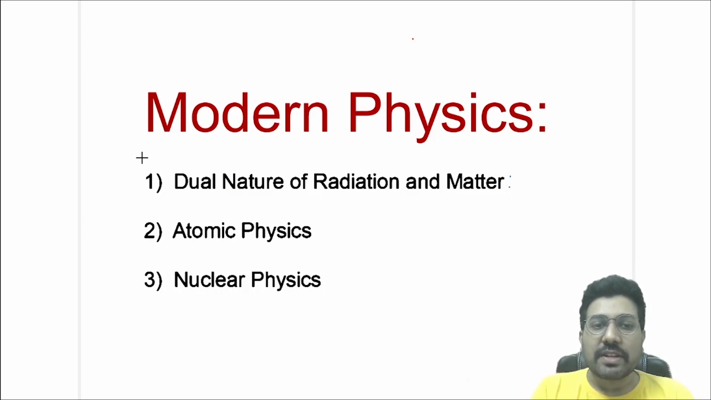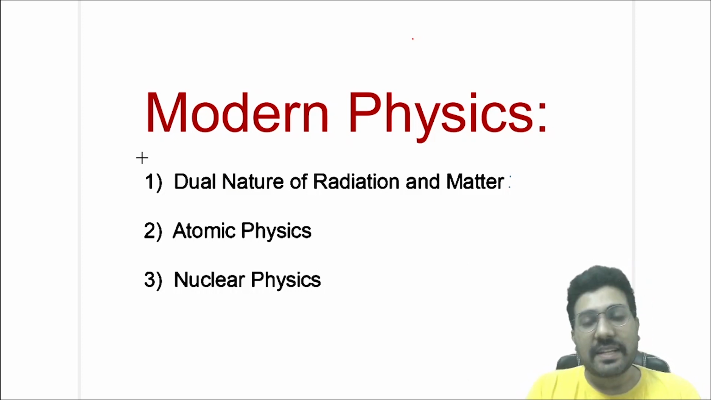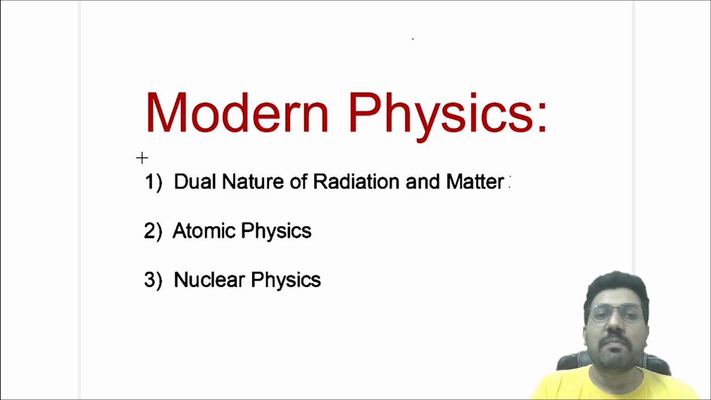In this chapter we will be discussing the dual nature of electromagnetic waves as well as matter. That is, electromagnetic radiation has particle nature and matter has wave nature. So in this chapter, we'll be mostly discussing Planck's law, the photoelectric effect, and de Broglie's matter waves.